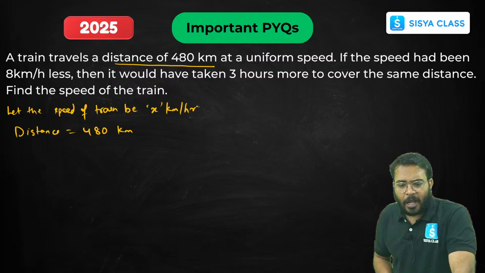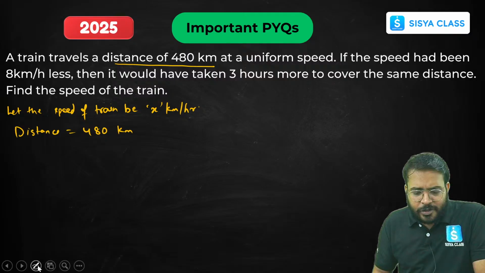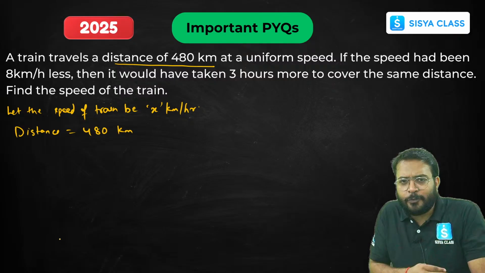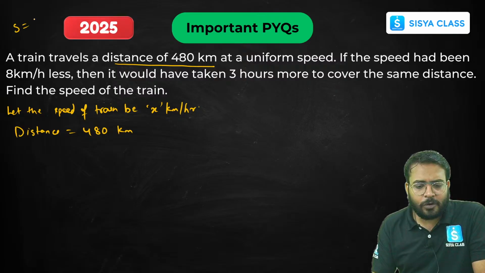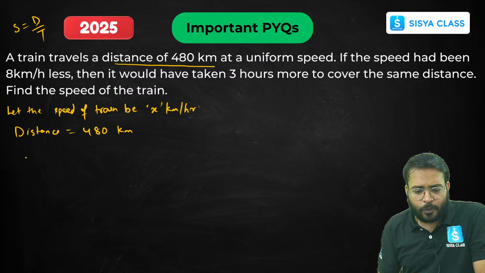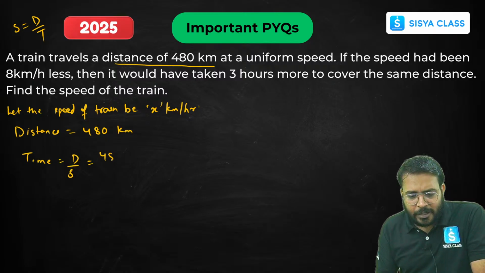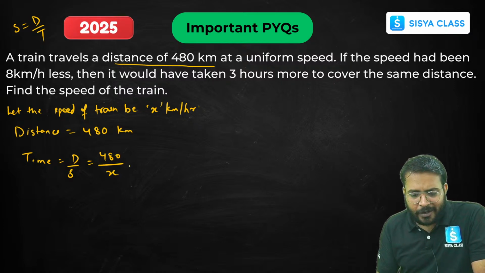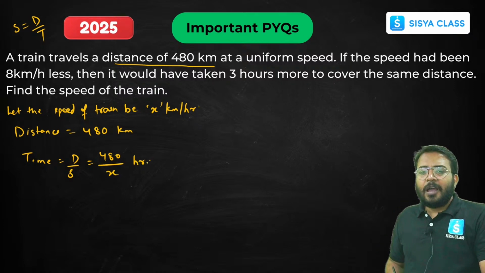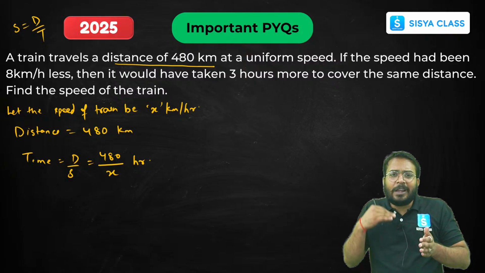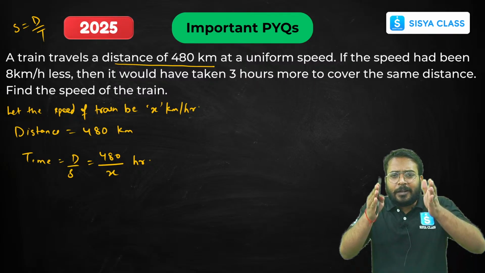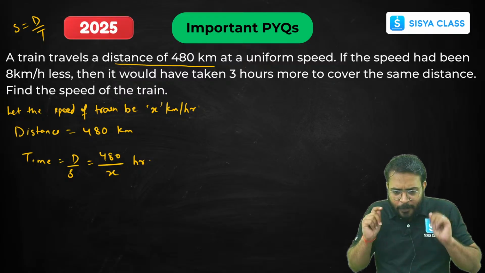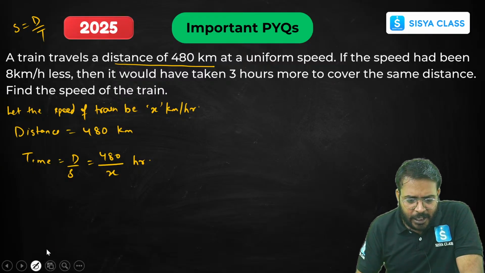Now, how much time is it going to take? If I need to cover a distance of 480 km with the speed of x, how much time will I take? Speed is equal to distance by time, so time is equal to distance by speed. That means it is going to be 480 km by x km per hour. If this train is moving at x km per hour, then to cover 480 km, it is going to take 480 by x hours. Understood my point?